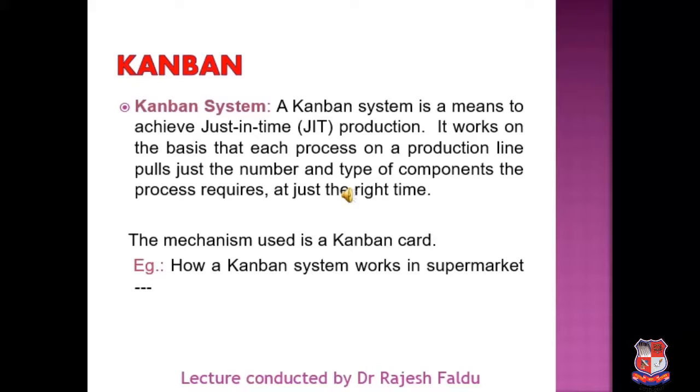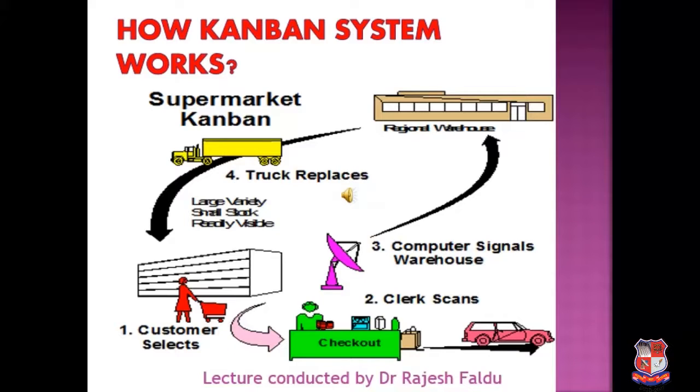Let's take an example of a supermarket, how a Kanban system works in a supermarket. Let's take a look at the diagram. The customer selects the items the customer wants to buy. Now during the checkout, the clerk scans the items which the customer has bought. The computer signals those items in the warehouse. The truck replaces once the items fall to a certain level, and finally the customer checks out.